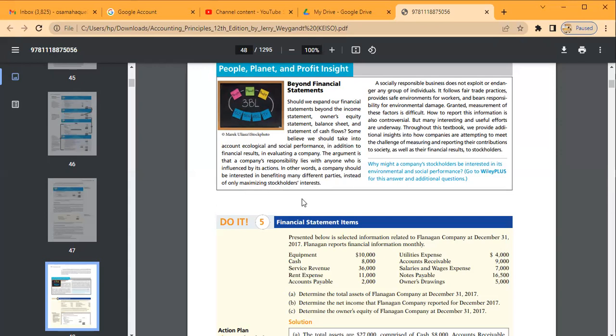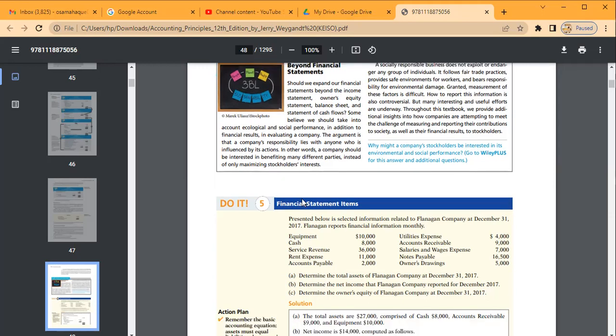We have equipment of $10,000. Equipment is our non-current asset. Cash is $8,000. This is also our non-current asset. Service revenue. Revenue is sales. That's the part of income statement we have just discussed right at the start of our class. Rent expense. Expenses is also part of income statement.